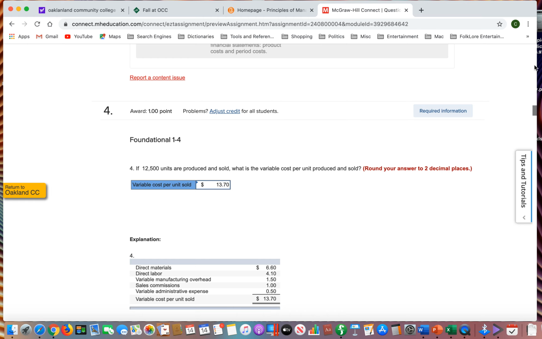Again, I gave the example. If it takes $12 worth of direct material to make a table, it's going to be $12 for each unit, whether you make 10,000 units or 2 units. The variable cost per unit is going to be the same. Now, the total variable cost will go up and down. Obviously, 12,000 tables is going to have a higher variable cost than if you just did 15 tables. Okay? Alrighty.